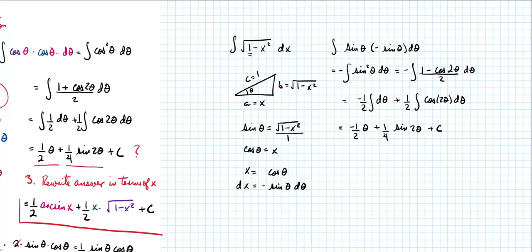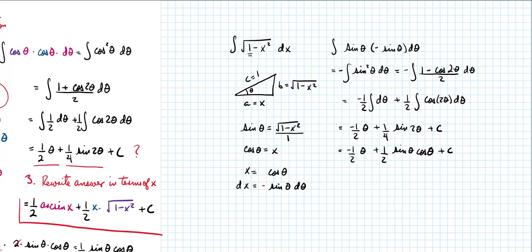Okay, now before substituting back everything in terms of x, I'll just simplify the sine of 2 theta. We're going to have here a negative 1/2 theta plus 1/2 sine of theta cosine theta plus c. And again, guys, I'm doing the same work as we did before, just a little bit faster. Okay, now at this point we can go ahead and back substitute.